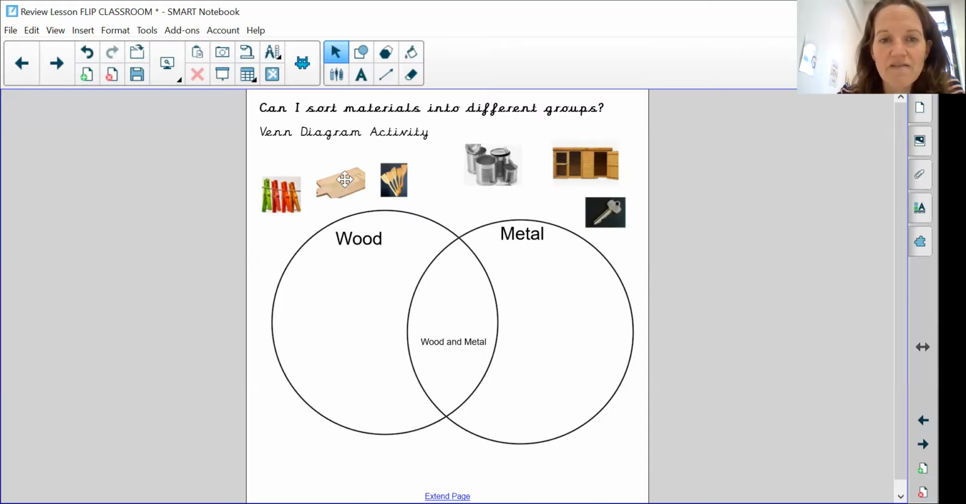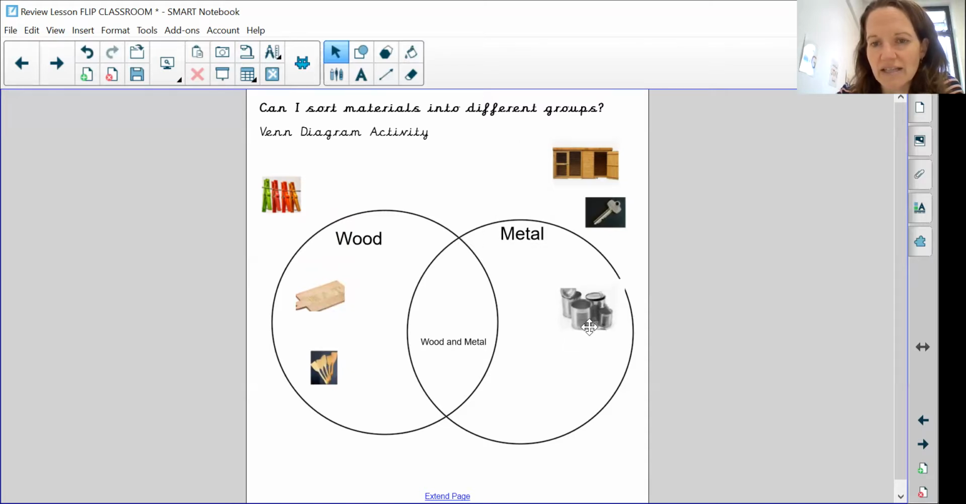Let's have a look. I have this wooden cutting board. So it goes on the wood side. I've got these wooden spoons. They go on the wood side. These tin cans, they'd be made of metal. This key, it is made of metal.